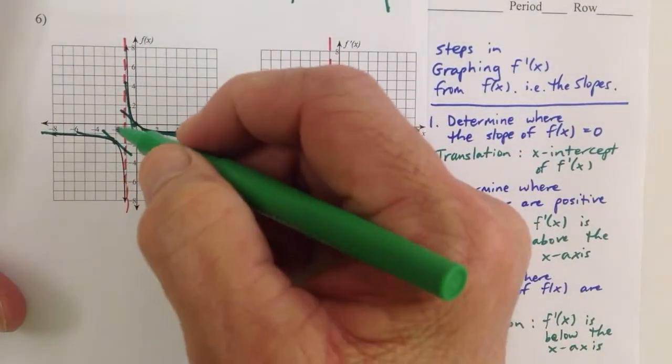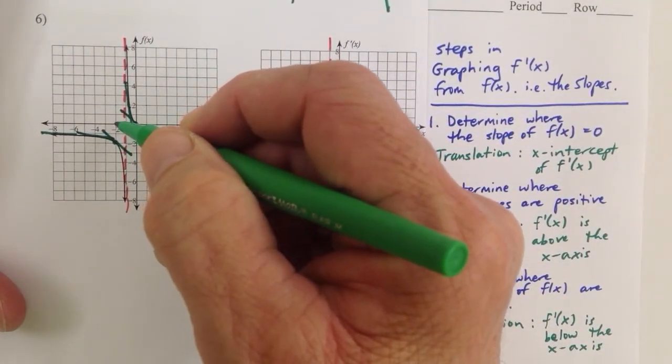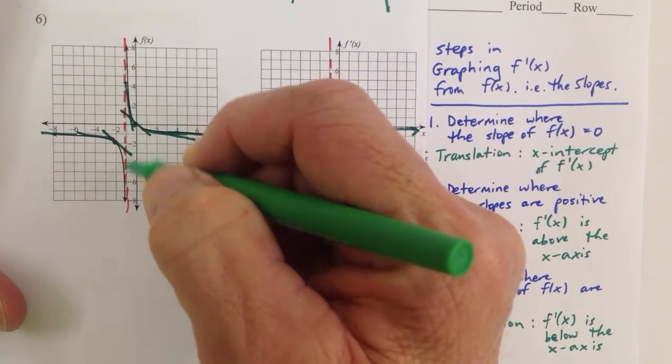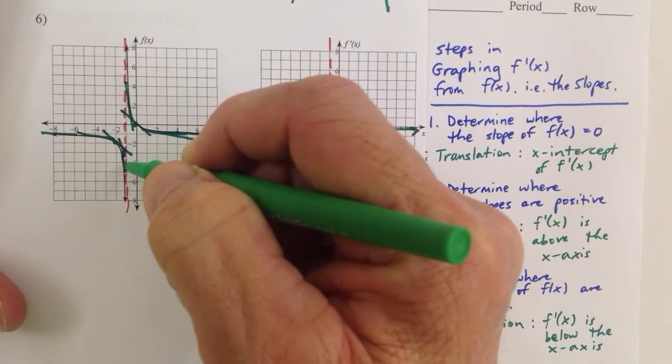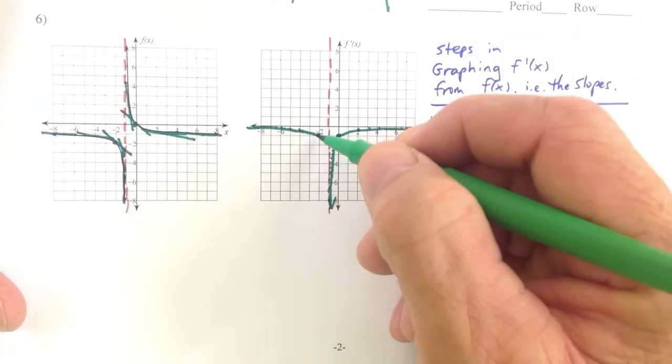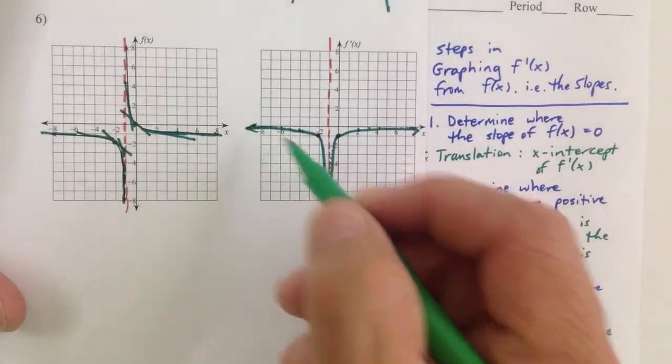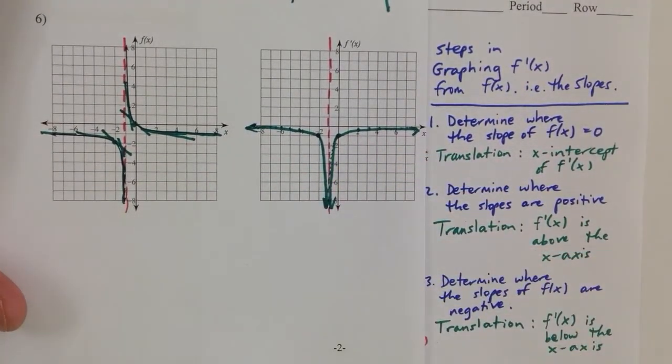And then, as you can see here, as you get closer, the limit as x gets closer and closer to negative 1 from the left is negative infinity. So these slopes are going down towards negative infinity. And that is the derivative of f of x. And there you go. We'll do more of that in class.